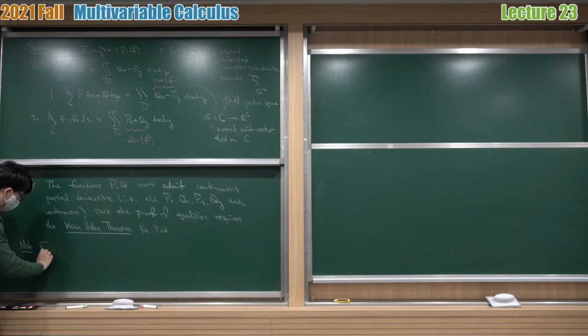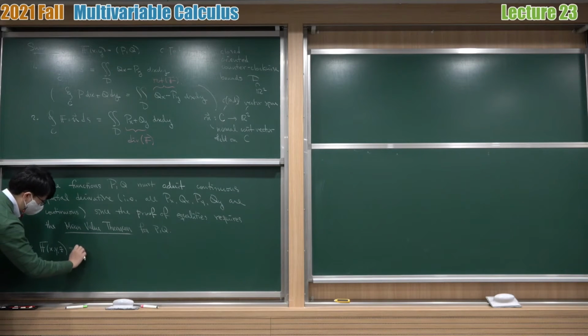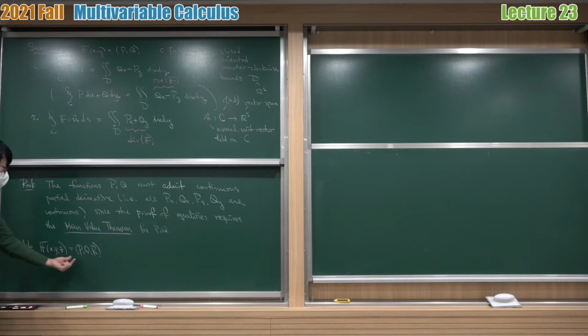So before we make an argument, let me give some definitions and notation for some symbols. Let's say I have a three-dimensional vector field. It takes each point to a three-dimensional vector, and these vectors have coordinates P, Q, R, where P, Q, R are actually three-variable functions.